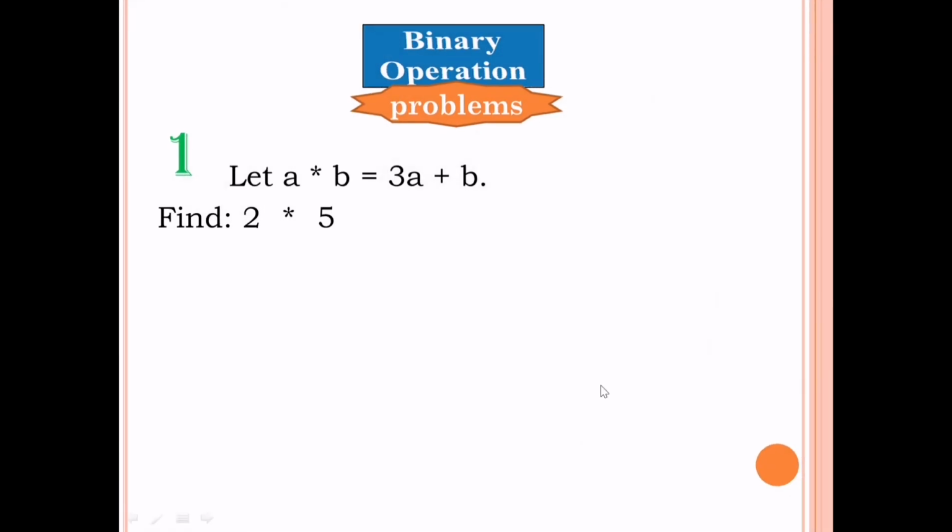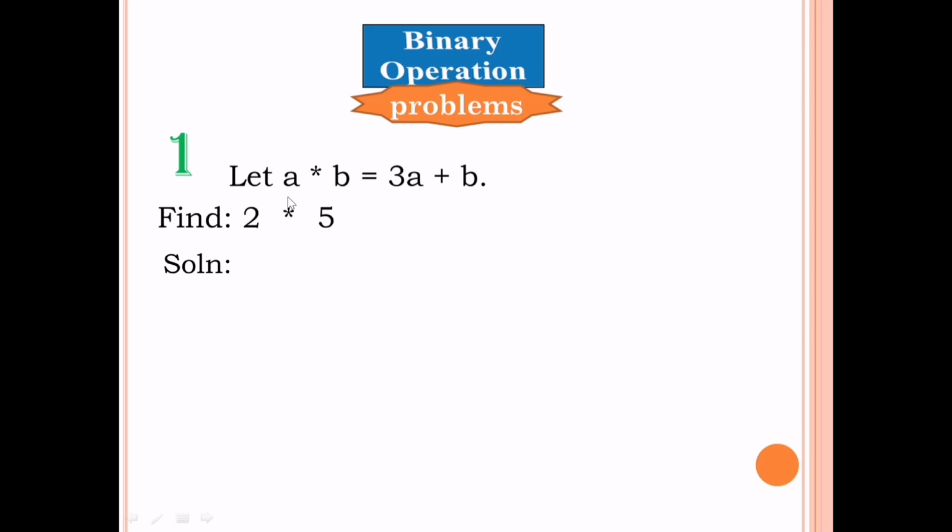Okay, so now let us have a problem about binary operation. Let A binary operation B equal 3A plus B. By definition, it is a calculation involving two elements to produce another element in a given set. So let us try to find 2 binary operation 5. How? This is now the solution.